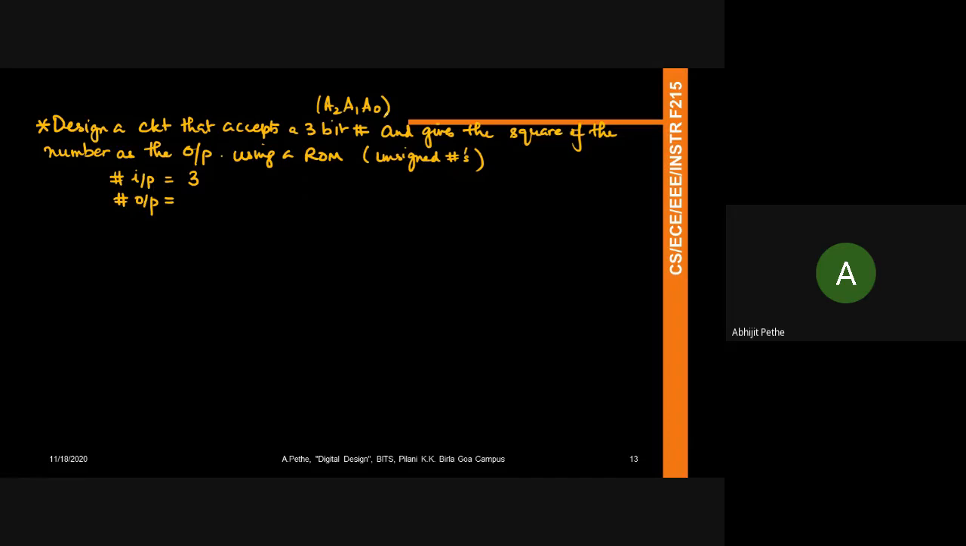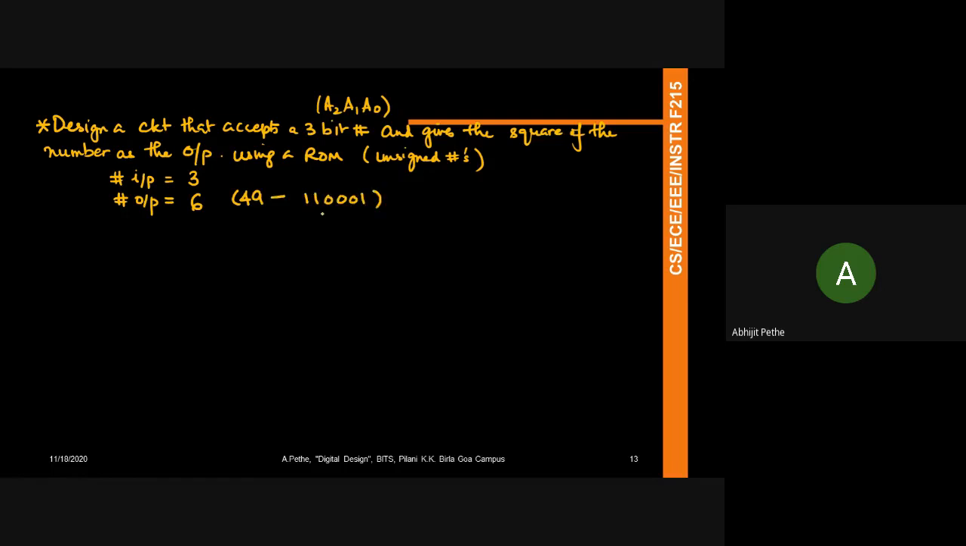How many output bits do you need? 5 or 6? 49, right? 6. Yeah, 6. Correct. So now let's think about it. We need 6 because 49 is written as what?